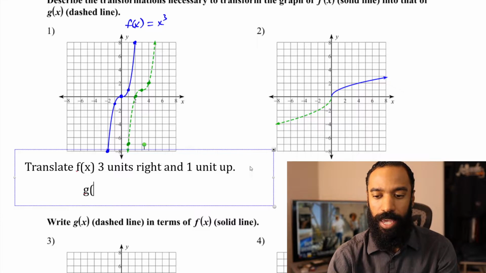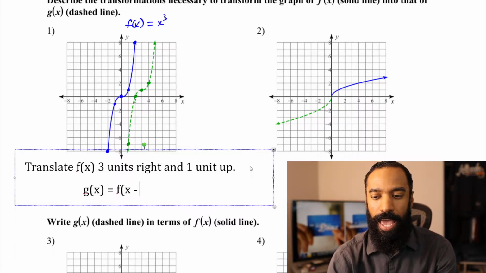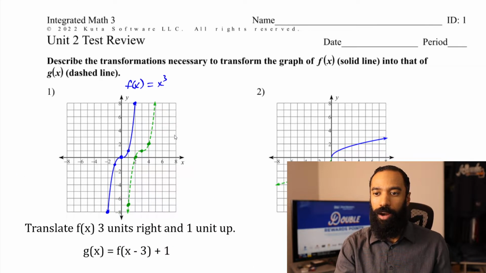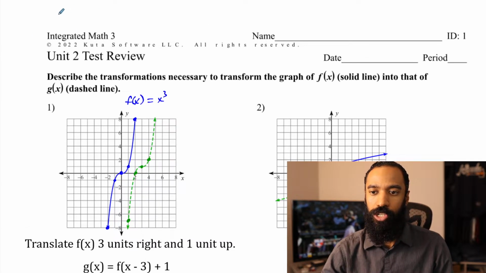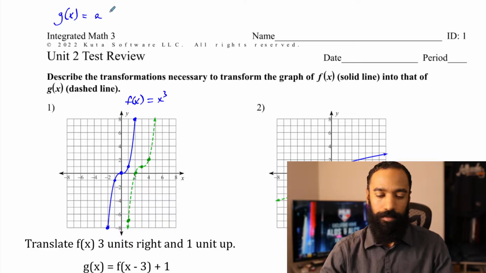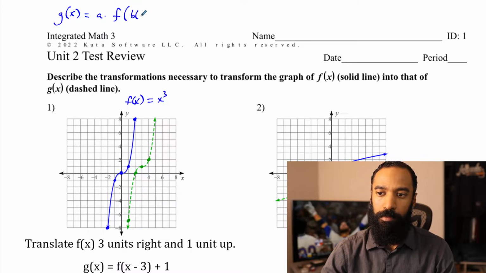So here I'm going to say g of x. This is not part of your official answer, but I'll write it. It's f of x minus 3 plus 1. And if you are aware of the notation here, the way that we go about saying that is g of x equals, I probably should have written this first, a times f of b times x minus h, plus k.